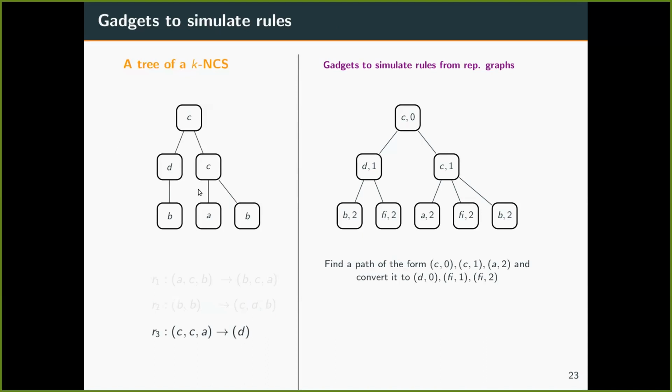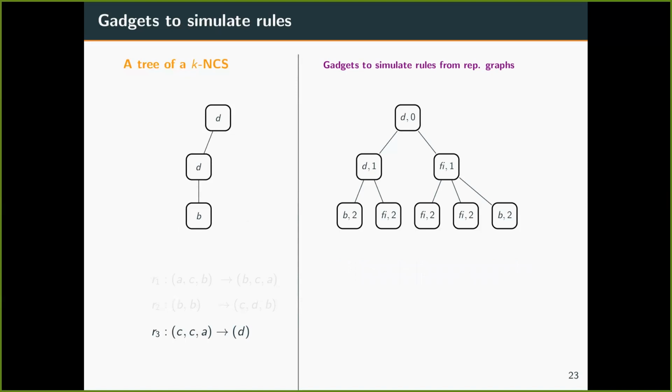This is the net effect of firing this rule on this tree. Similarly, to simulate destroying nodes in our tree, for instance, to simulate the rule R3, we construct a gadget which finds a path of the form C, 0, C, 1, A, 2, and converts it to D, 0, Fi, 1, and Fi, 2. So in some sense, we are using the Fi states to simulate destroying nodes in the original tree. And this is the net effect of firing R1, R2, R3 from what we started, and the net effect of firing the corresponding gadgets from the starting representative graph. So this gives us a high-level overview of these gadgets.